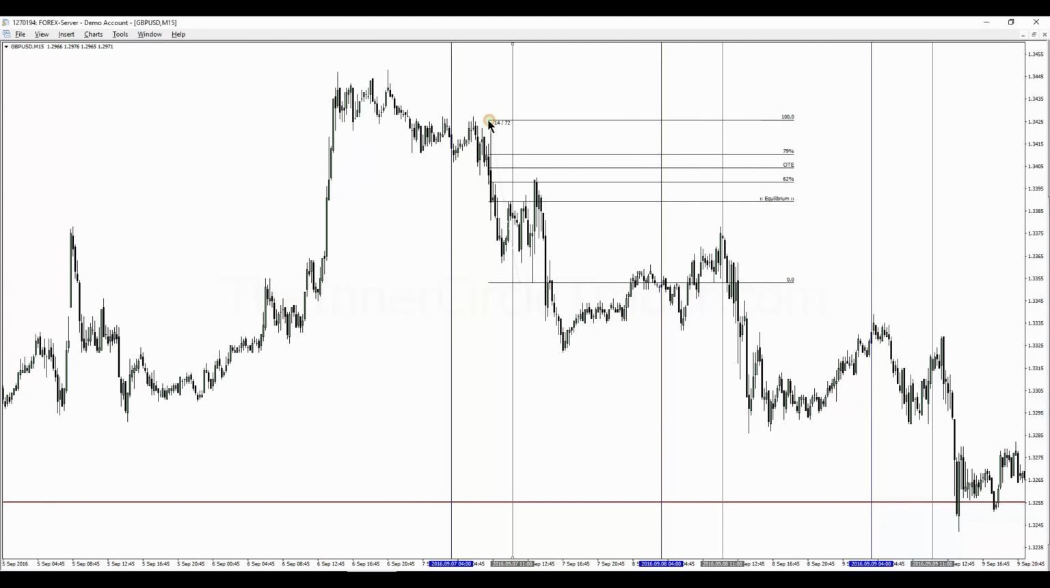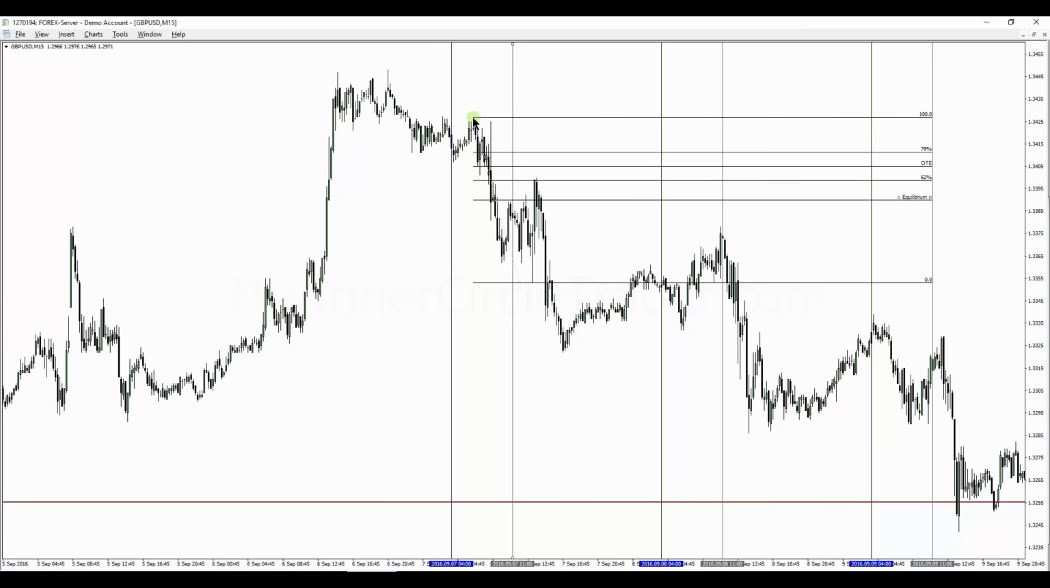From the high, we can use this one. This high down to this low, and it retraces back up above equilibrium, so we go into a premium market at the 62% retracement level. We can sell there with a move, expecting to see a run below this low.